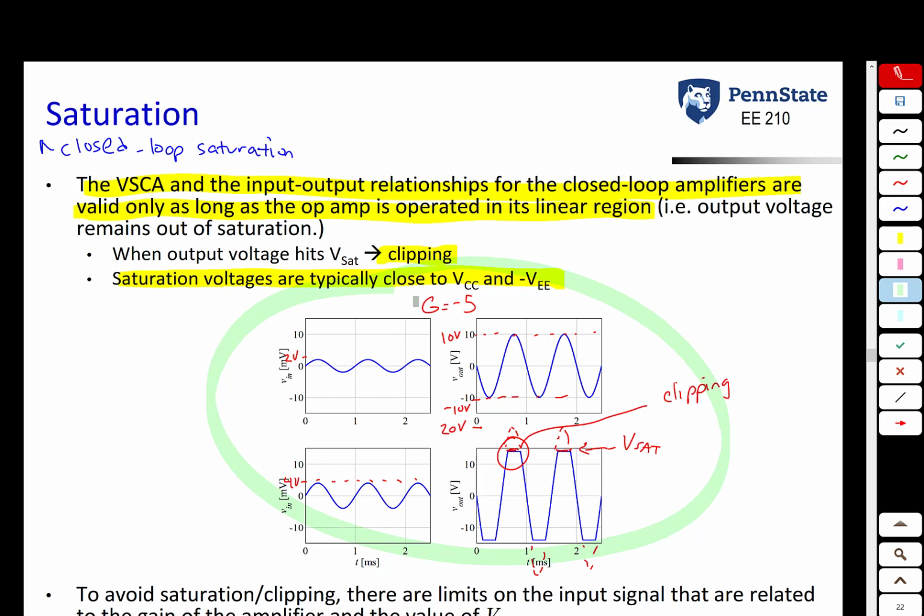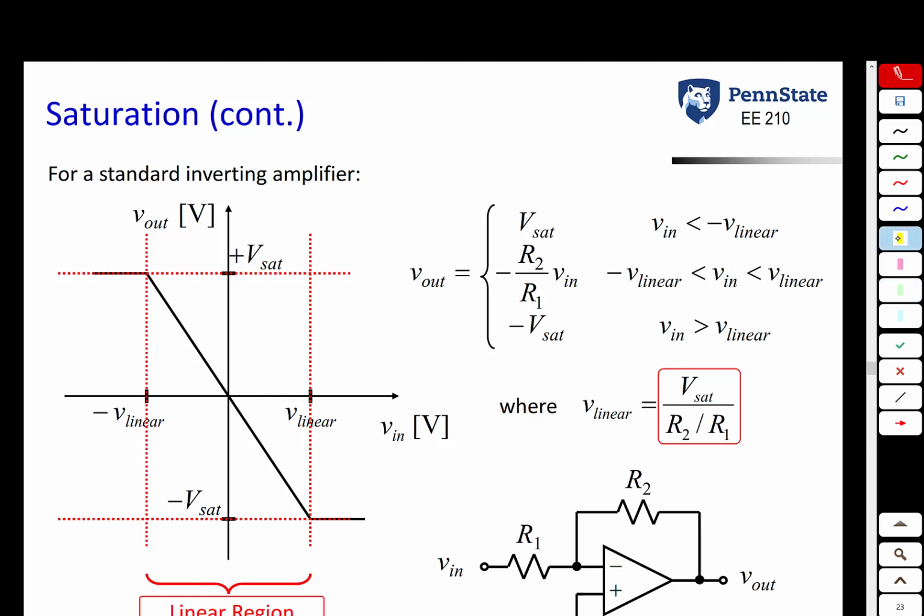And what are those limits? Well, they're going to be related to two things: the gain of the amplifier and the value of the saturation voltage. So let's look at those equations. When you have a standard inverting amplifier, you have a straight line of slope G, which is equal to negative R2 over R1. So this slope is the gain of the amplifier, which is negative R2 over R1.